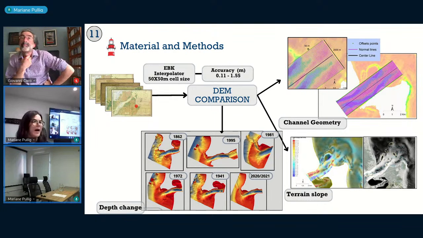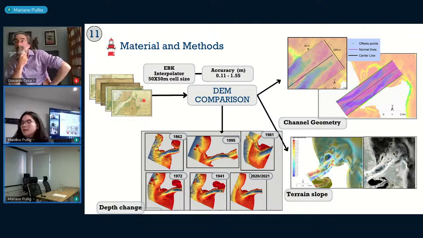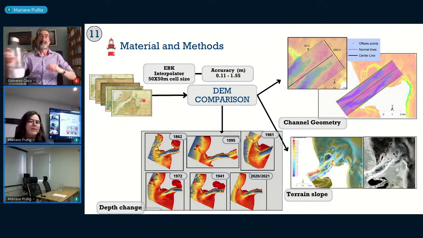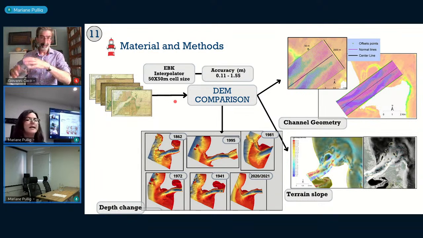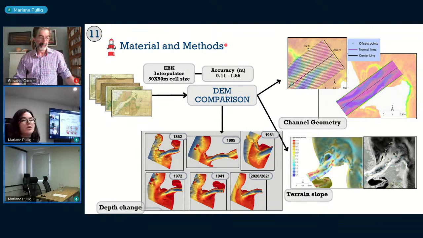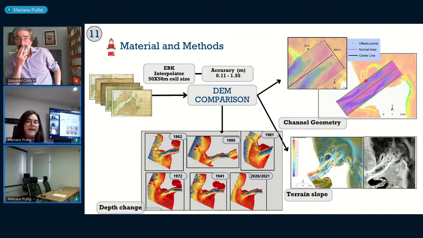The method that presented the best fit for the bathymetry of Babitonga inlet was the EBK method. The EBK method presents an accuracy of 0.1 to 1.5 meters. Then the digital elevation models were generated using a 50-meter cell size. The digital elevation models were compared using the aspects of depth, the slope of the terrain, and the channel geometry, which means the distance between the center line and the outermost boundary of the channel, for which the 10 meter boundary was used.